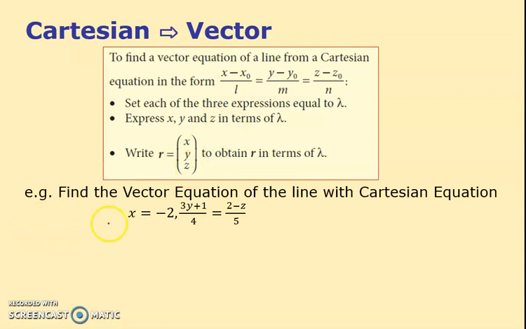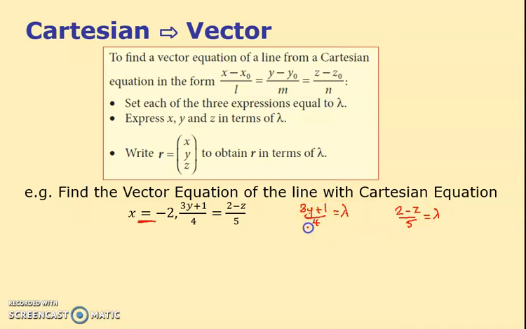So here I've got x is minus 2. Well, that one's just great. We like that. This one, 3y plus 1 over 4, I'm going to have to write equal to lambda. 3y plus 1 over 4 equals lambda. And the next one is 2 minus z over 5 equals lambda. Now I rearrange it to get, in this case, y equals, and in this case, z equals.